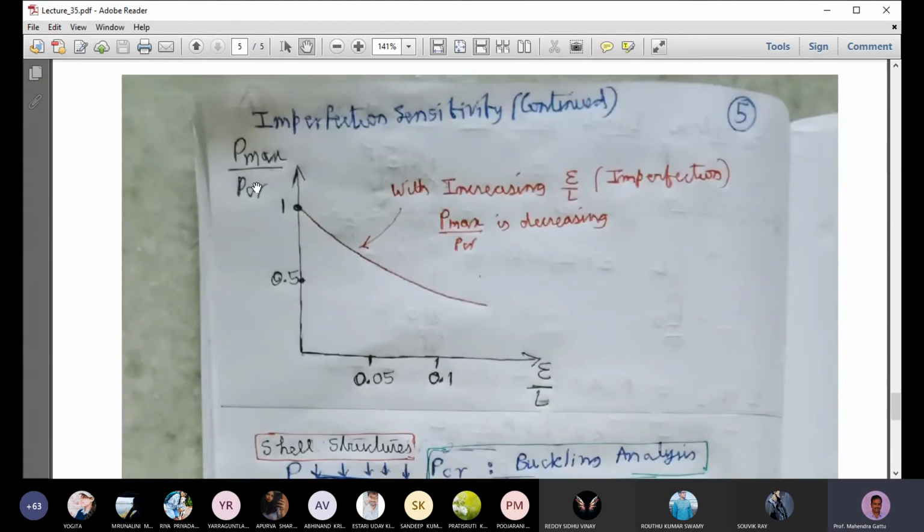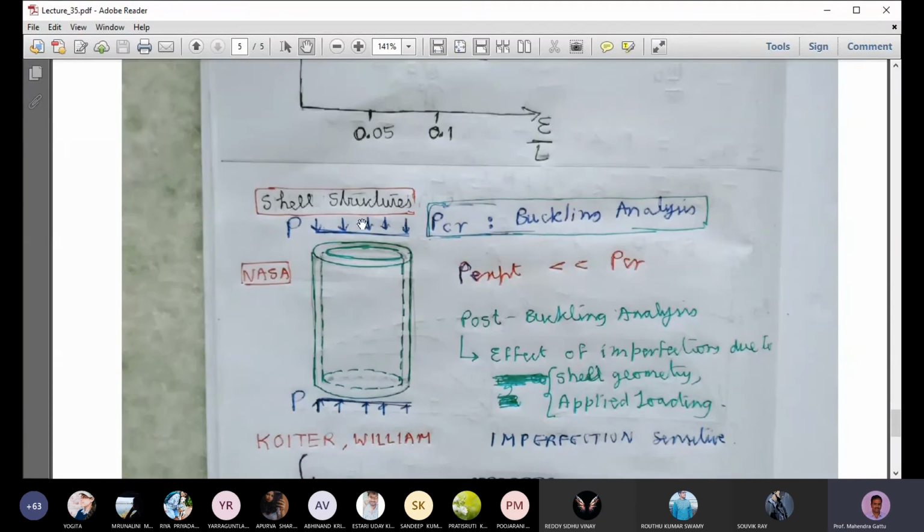So P max by P critical, and here we have the imperfection, that is eccentricity epsilon by L. So if eccentricity is 0, then P max will approach P critical, and if eccentricity is increasing, then the P max will keep reducing. Okay, so that reduction is shown by this red line, and all this analysis is fine. And what is happening in real structures like shell structures?